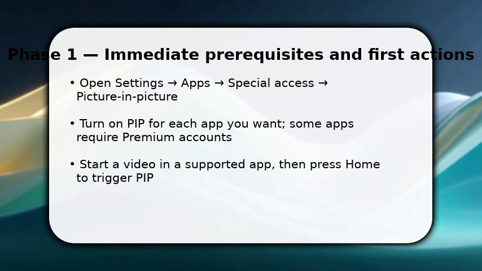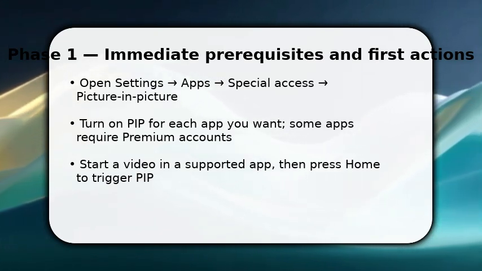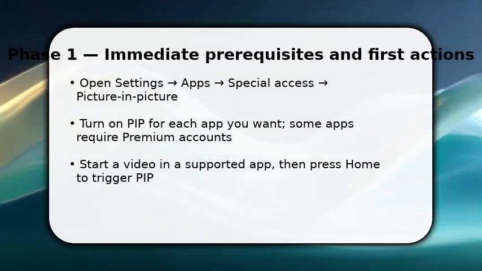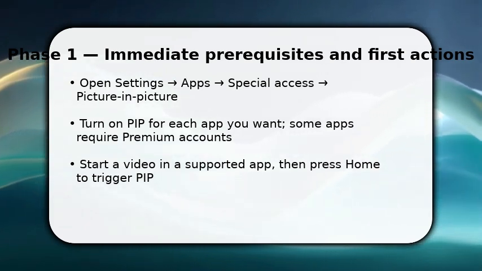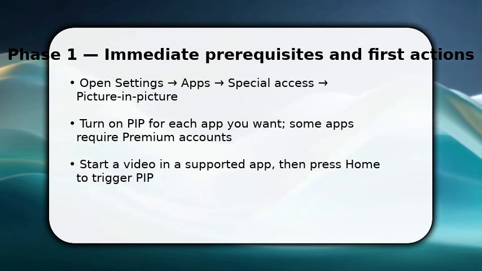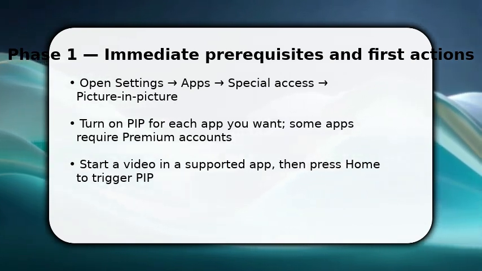You'll start by turning on picture-in-picture so the system can float videos. This is a permission step. Open Settings, go to Apps, then Special Access and choose Picture-in-Picture. Enable the apps you plan to use. Note some services require a subscription.